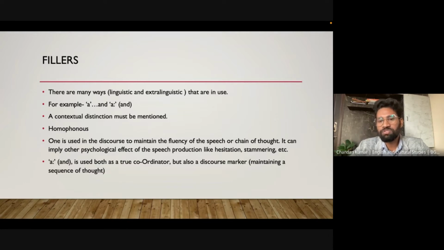Usually, of course, the morphosyntactic cues are there, where you can understand that when two objects are placed together, and it comes between them, then of course it will be a conjunction primarily. So these are homophonous, and there is ambiguity in the use, and that ambiguity can be taken care of using the linguistic cues. This as a filler can be used also to showcase hesitation, stammering, etc.